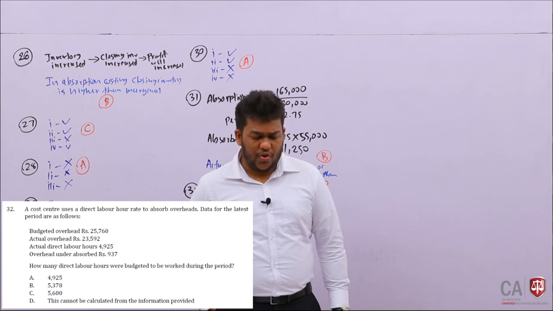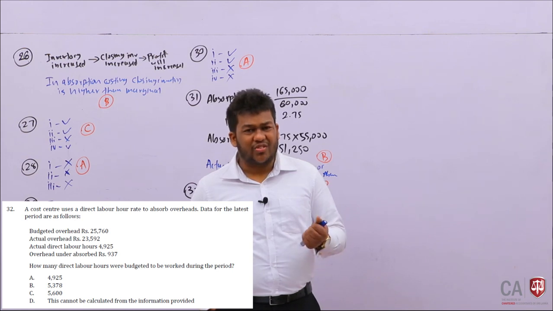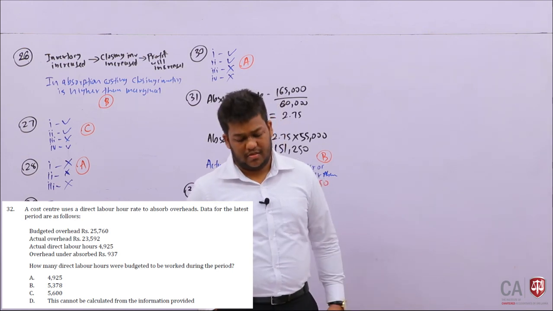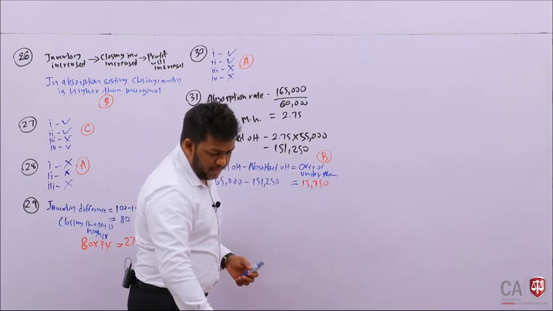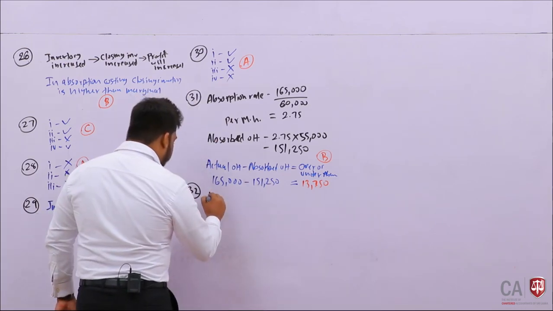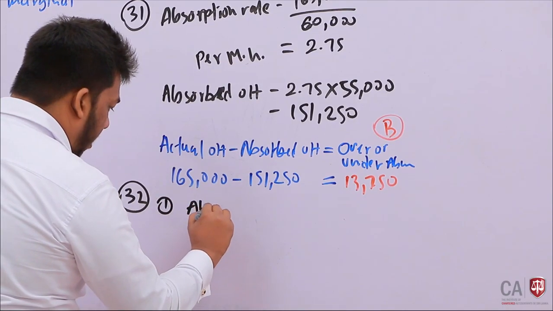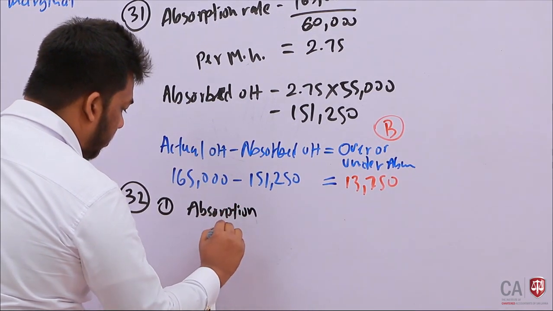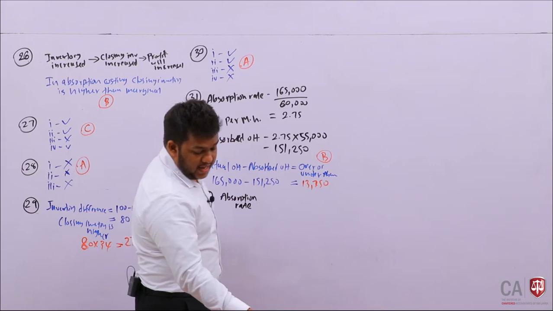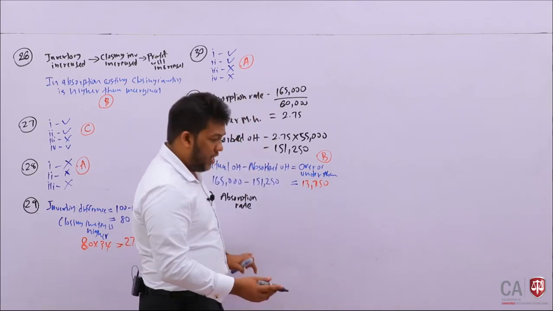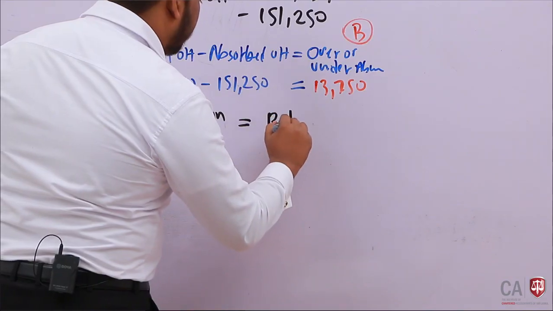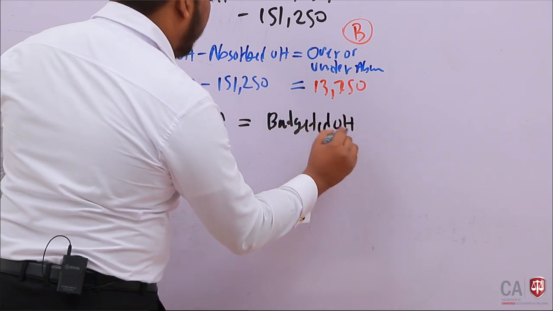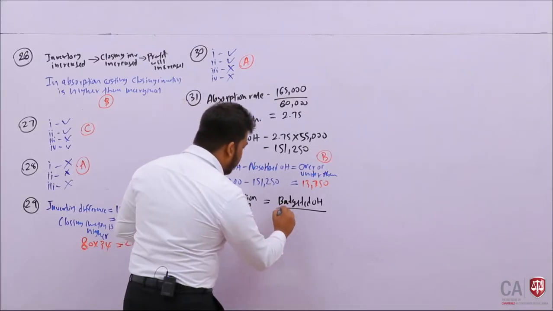In this case, what you have to do is write all the formulas you know from this. What you know, the formulas, write with me. First one, you know how to calculate the absorption rate, because they are asking the direct labor hours budgeted. So first you write this one, see whether you can find out from that: budgeted overhead divided by budgeted hours.